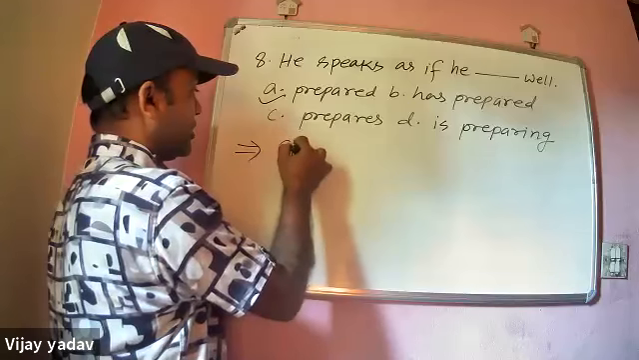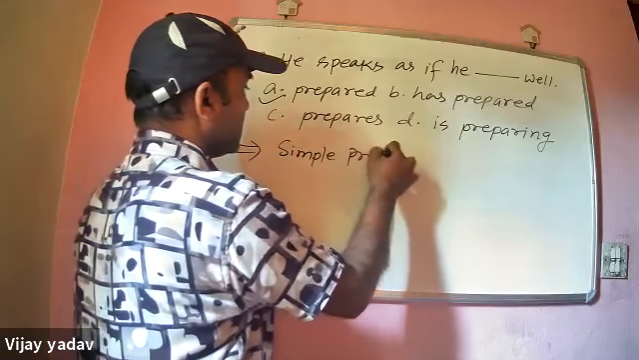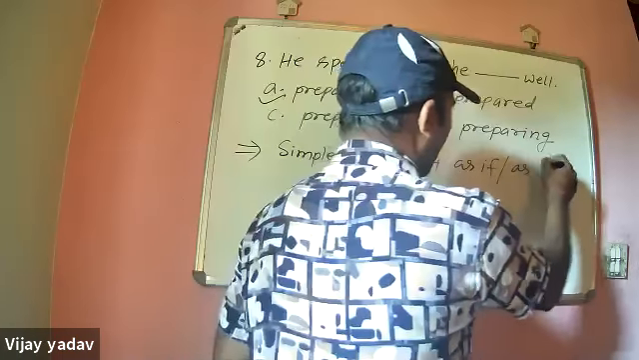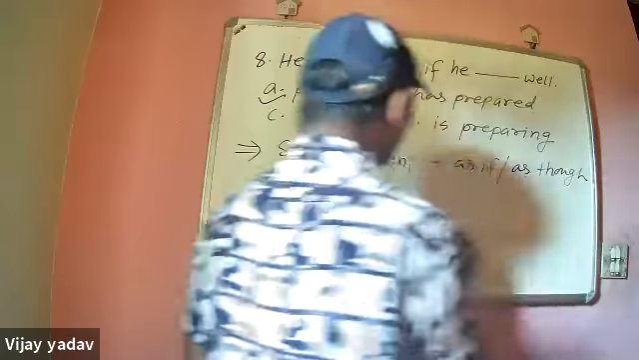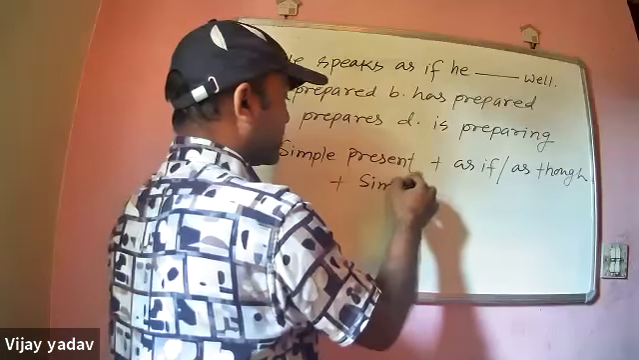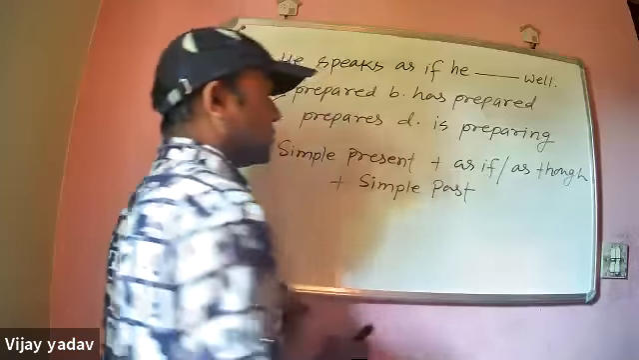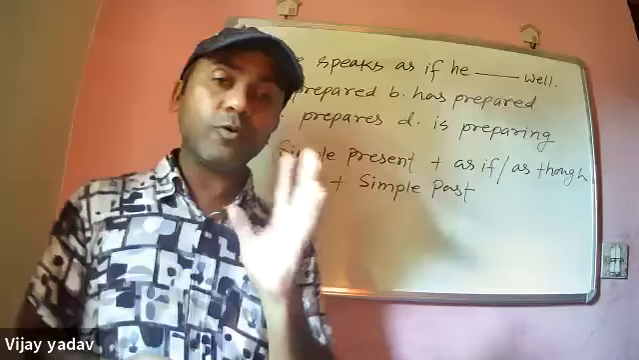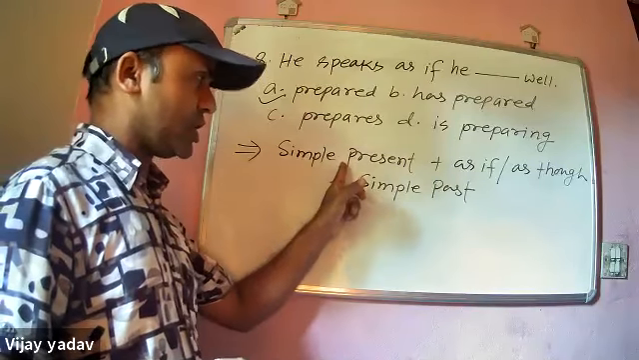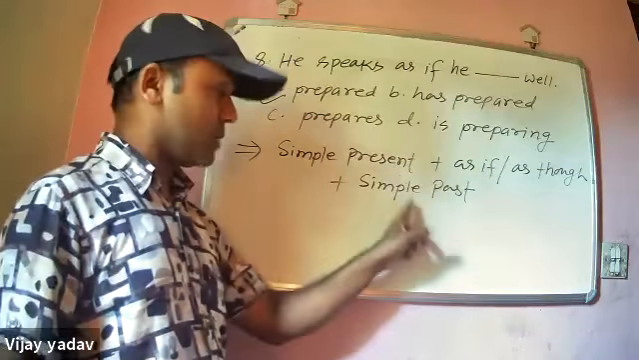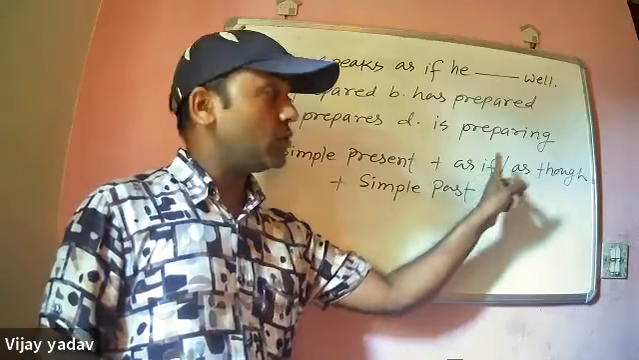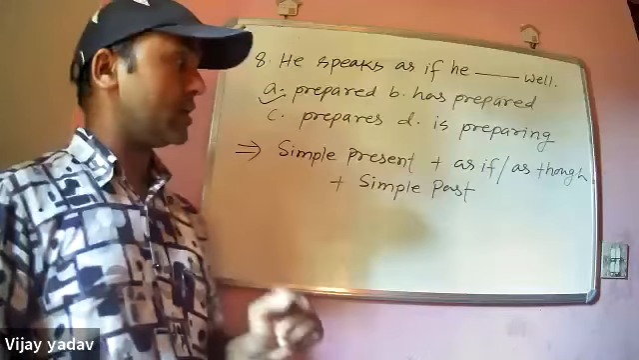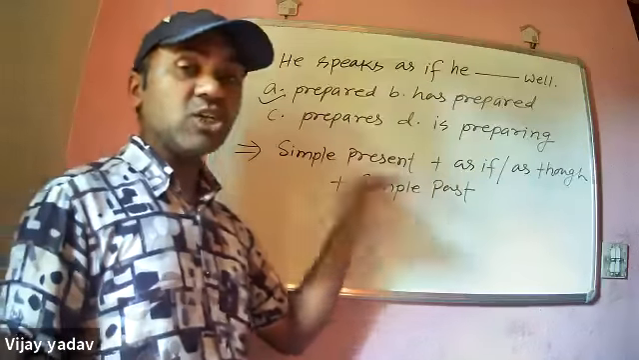Its structure is, let me write, simple present plus as if or as though, then we use simple past. This is the structure. It means if two clauses are joined by as if or as though, before as if or as though, if simple present, after as if or as though, we use simple past. In place of as if, you can write as though. In place of as though, you can write as if. Both have the same meaning. So here simple present, then here simple past.